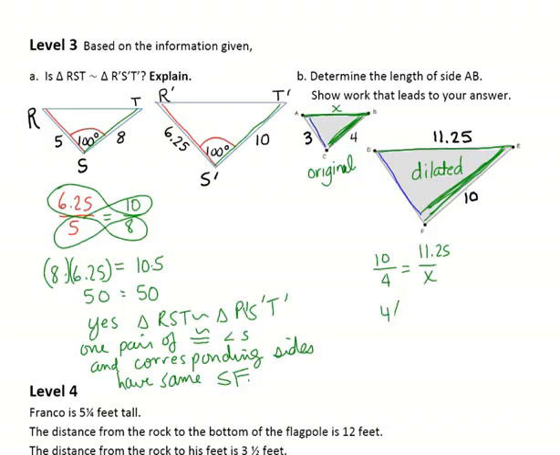So we have 4 times 11.25, which is 4 times 11 and a fourth, and we have 10x. 4 times 11 and a fourth is 45, equals 10x, divide by 10, and x is equal to 4.5. And then just look at your answer and make sure it makes sense. Notice that it should be a little bit longer than 4, and it is.